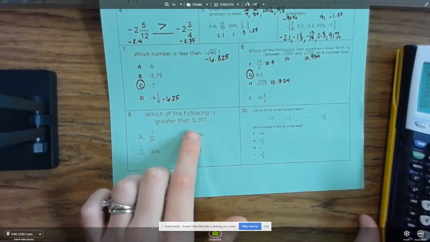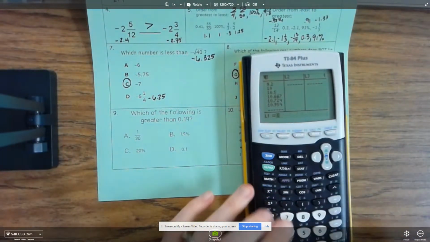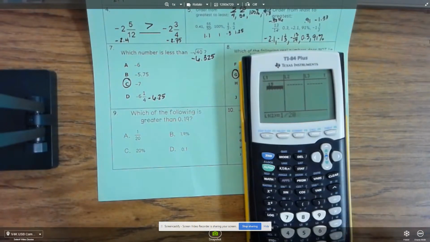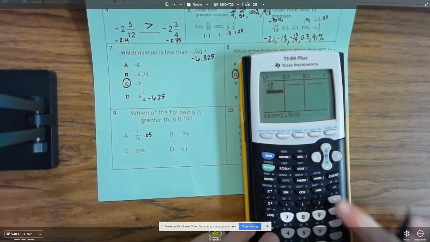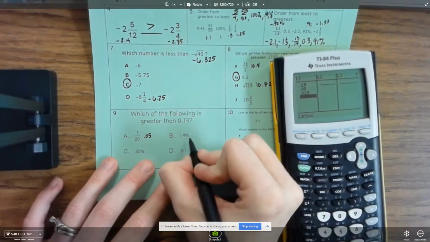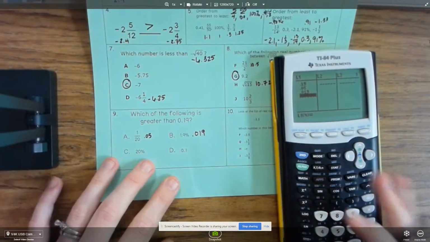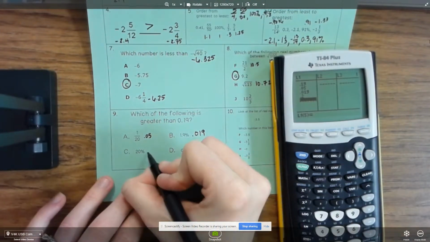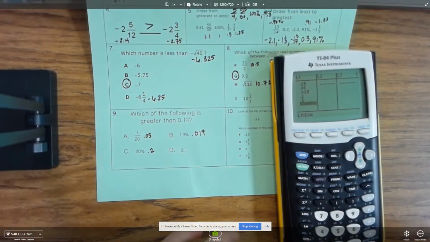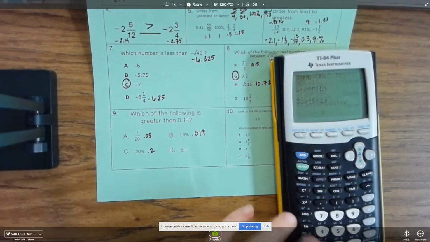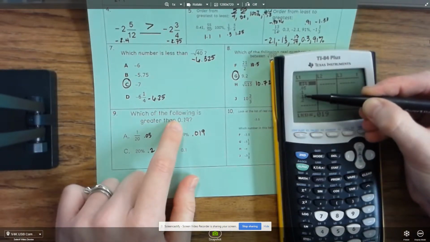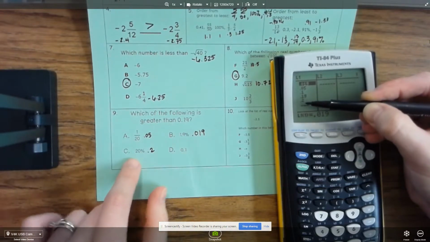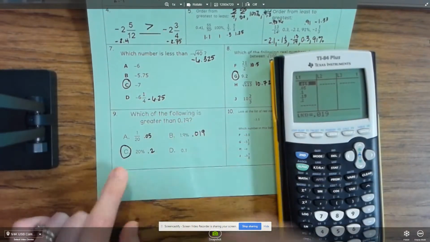And then which of the following is greater than? So 0.19, 1 divided by 20 is 0.05. 1.9% is 1.9 over 100, so that's 0.019. And then 20 over 100 is 0.2, and then 0.1. So stat, I'm going to do least to greatest again. We want to know which of the following is greater than, so I'm going to find the 0.19, and the one that's below it is the one that's bigger than it.